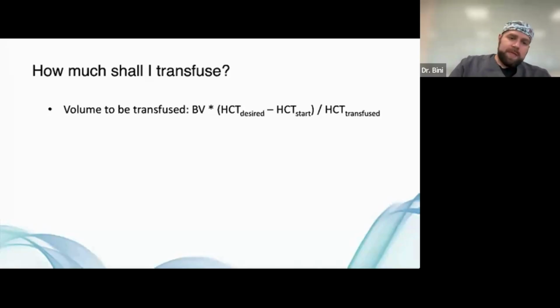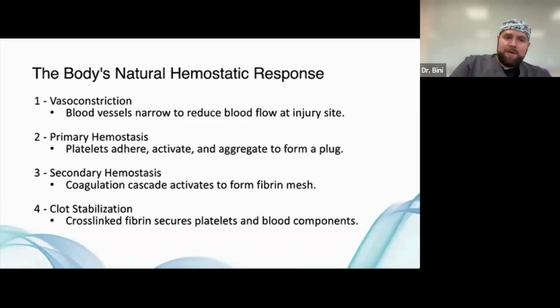Going back a little bit, as a summary of our normal hemostatic response when there is an injury, again, you have vasoconstriction, primary hemostasis, secondary hemostasis, and then the stabilization of the clot. Now, this should happen if everything is fine with the patient and everything is normal. But again, we saw in previous slides that this isn't the case a lot of the time. So we need to have a plan B.